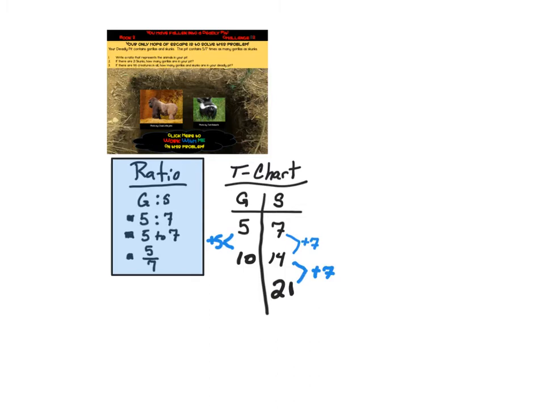So 21 skunks. If there's 21 skunks, I just need to add my one more iterative function here of plus 5, and that's going to give me 15 gorillas. So if there's 21 skunks, there will be 15 gorillas, and this is the T-chart. You're going to just use your iterative function on each side to solve and figure out how many there will be, because these are proportional to the original ratio right here. So that is the way you solve it.